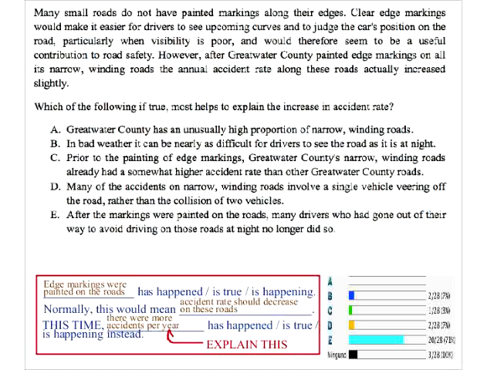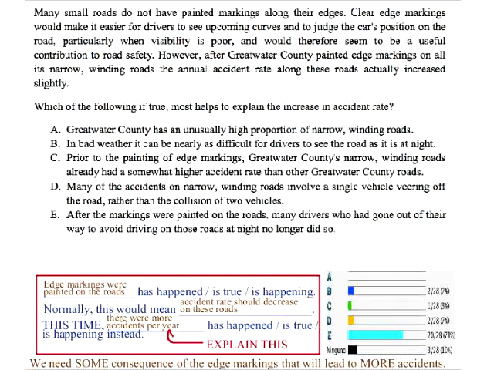So we need something that will cause the accident rate to go up. We need some consequence of the edge markings that will lead to more accidents. If someone wrote in the text box that the markings came off, that wouldn't do it. That doesn't give you a reason why the rate would go up. That would just give you a reason why the rate would return to normal, but not go up past where normal would be. We actually have more than normal. So if the markings just came off, that wouldn't explain it. We need something that would actually create more accidents than there were to start with.